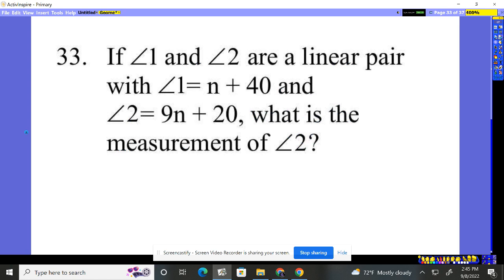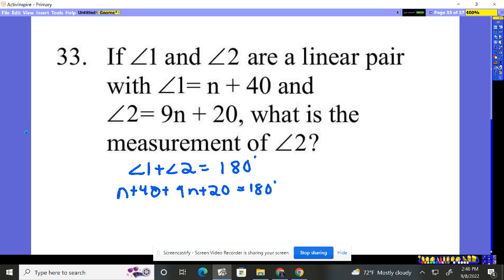33. If angle 1 and angle 2 are a linear pair, what does it mean to be a linear pair? Linear pair means they're aligned. They add up to 180 degrees. I'm going to write that before I even go any further. It then tells me angle 1 is n plus 40. And angle 2, it gives me a measurement, 9n plus 20.